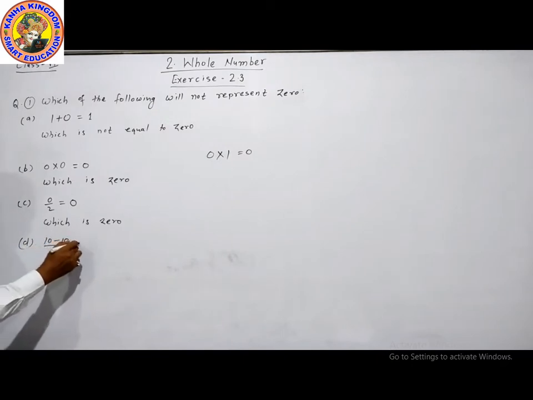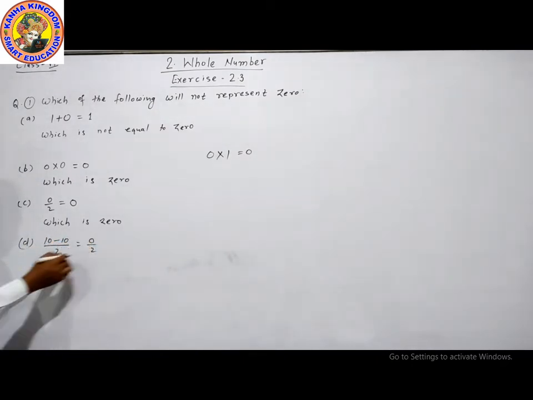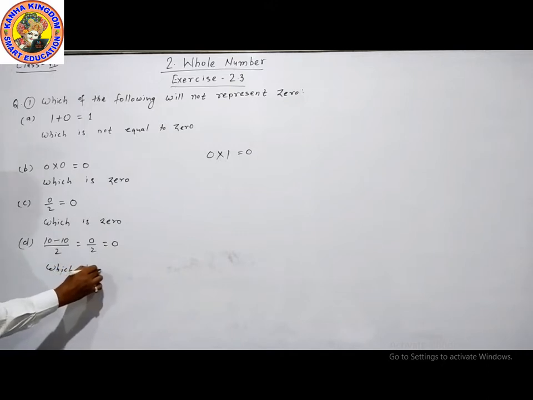10 minus 10 upon 2 is equal to 0 upon 2. The answer is 0, which is 0. So, which of the following will not present 0?